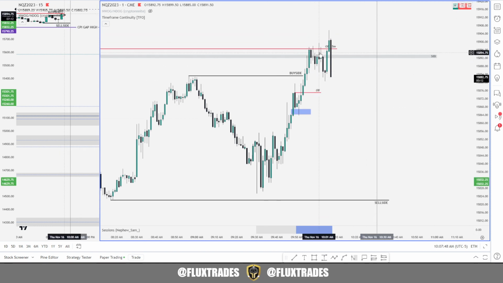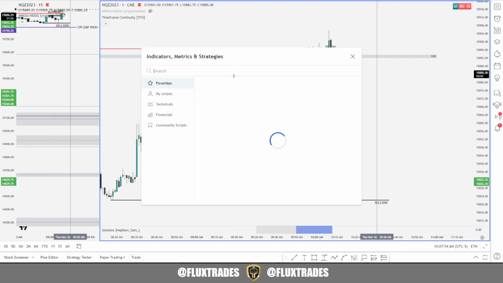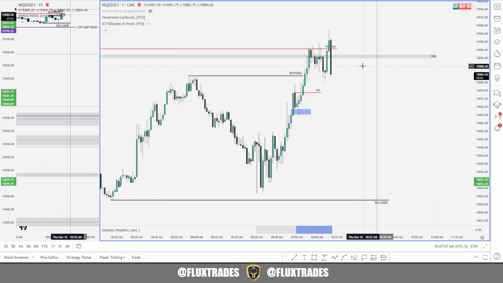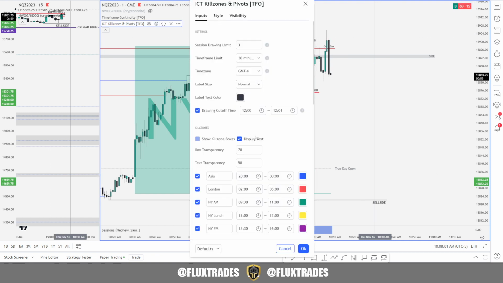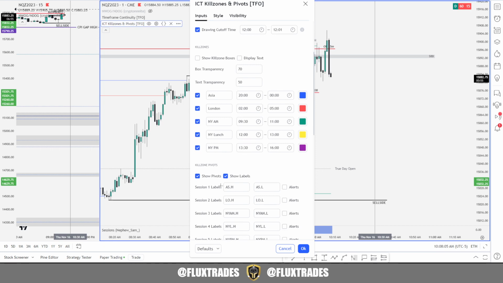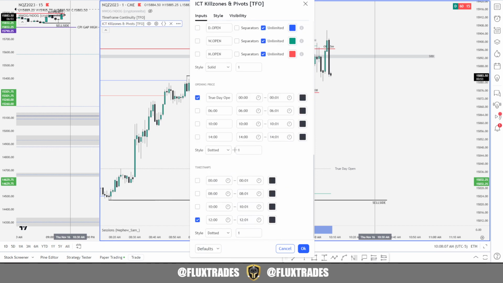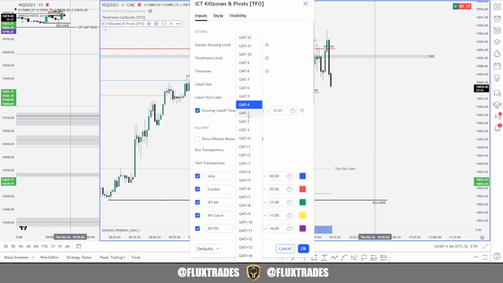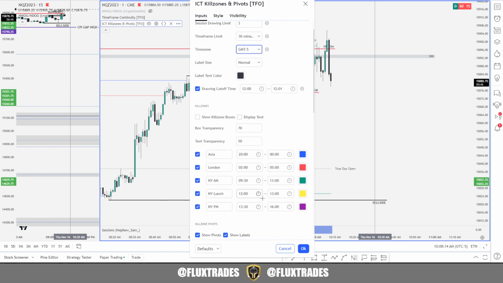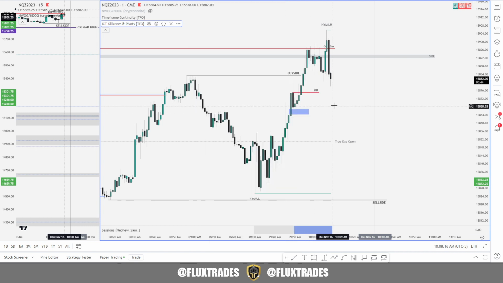Looking for a potential turtle soup. I just realized the ICT kills and pivots is not on here. That's kind of annoying. Let me start moving this stuff. Guess I have to do this later. It's kind of annoying. Whatever.